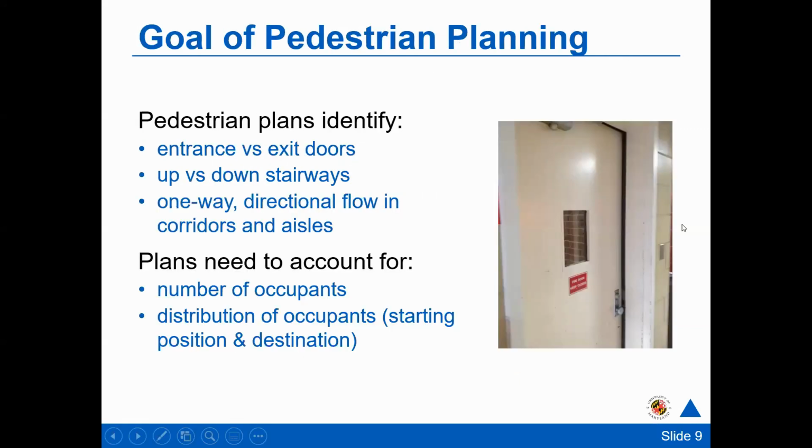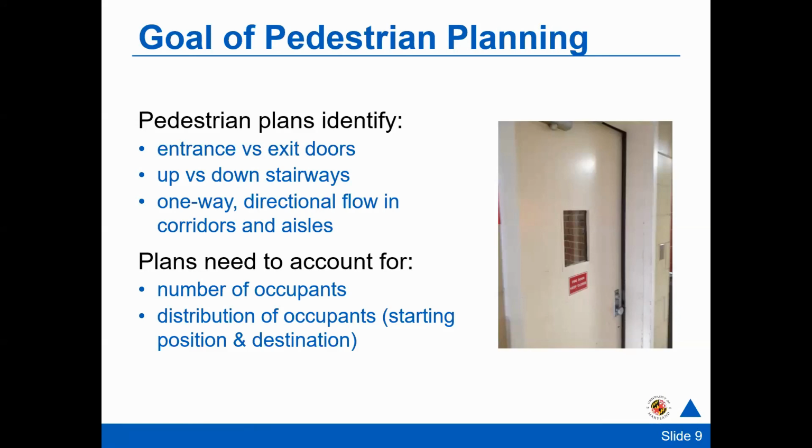So with these pedestrian plans, we would seek to identify entrance versus exit doors, up versus down stairways, one-way directional flow in corridors and aisles. Perhaps in some of the stores you visited, you see some of those markings on the floors now, in particular aisles of the grocery or the Costco or wherever it might be.